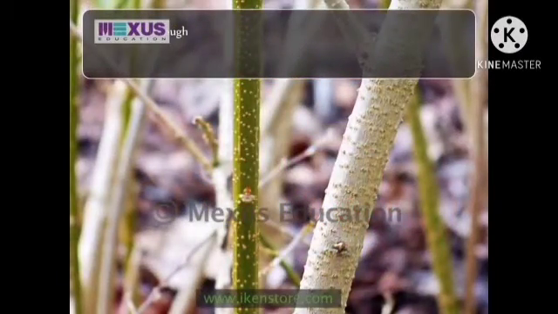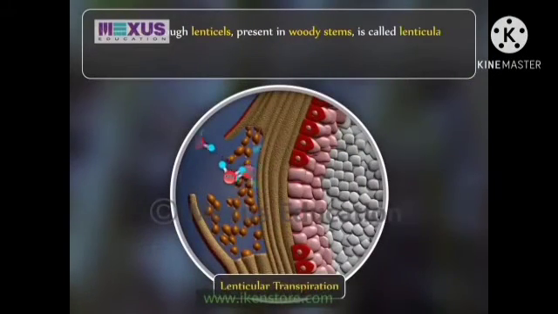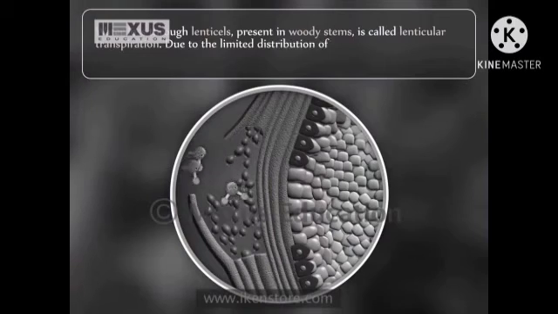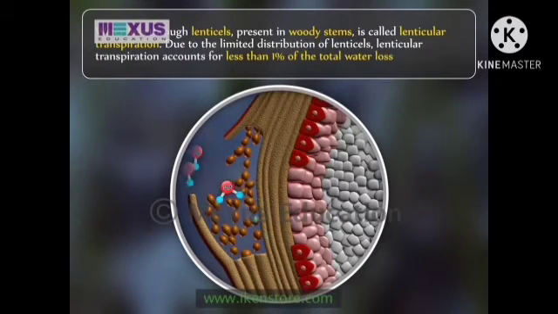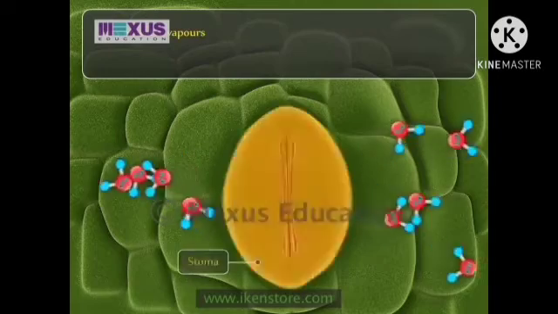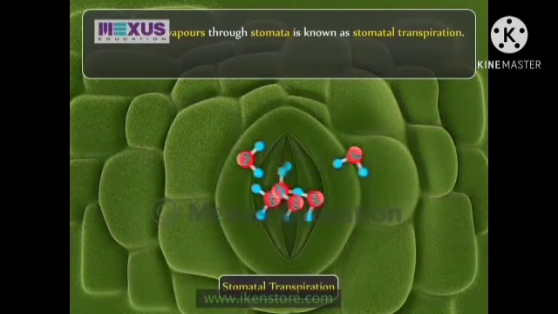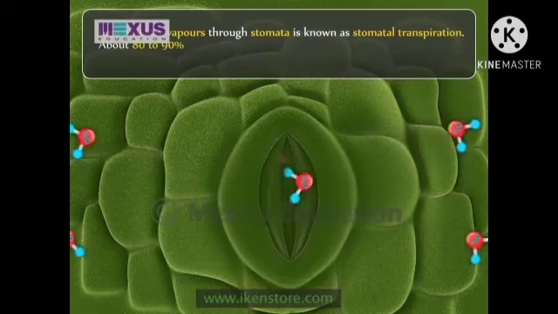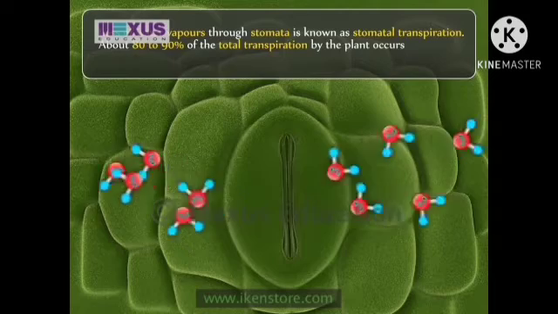Water loss through lenticels present in woody stems is called lenticular transpiration. Due to the limited distribution of lenticels, lenticular transpiration accounts for less than 1% of the total water loss by the plant. Loss of water vapor through the stomata is known as stomatal transpiration. About 80 to 90% of the total transpiration by the plant occurs through the stomata.